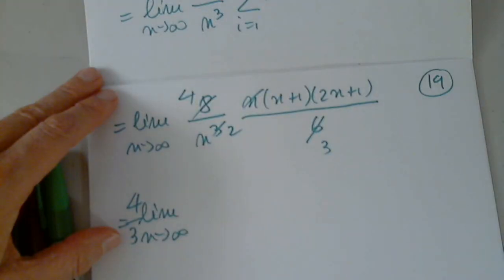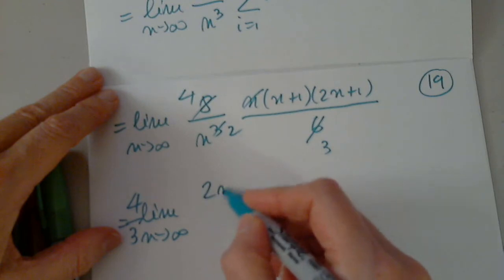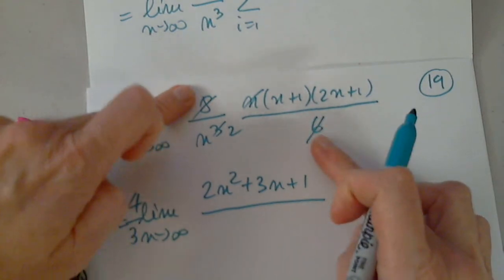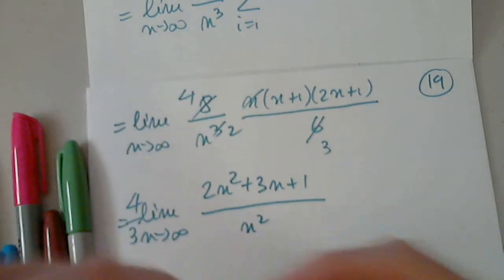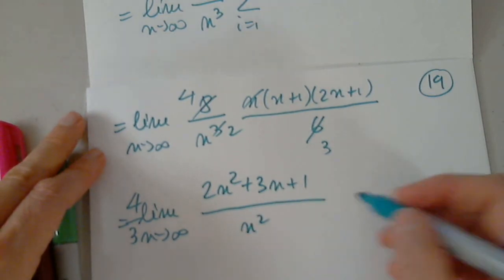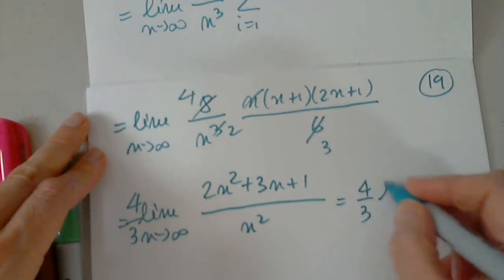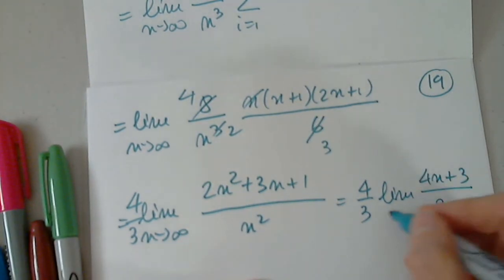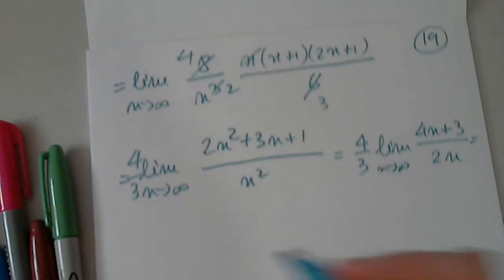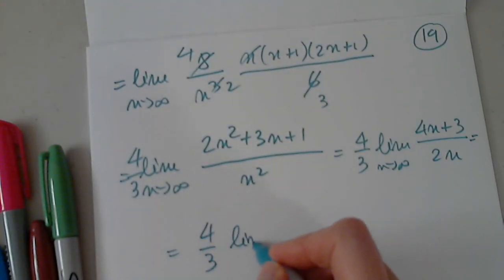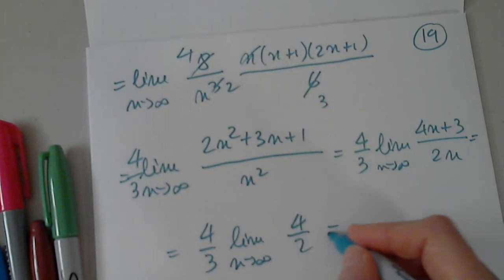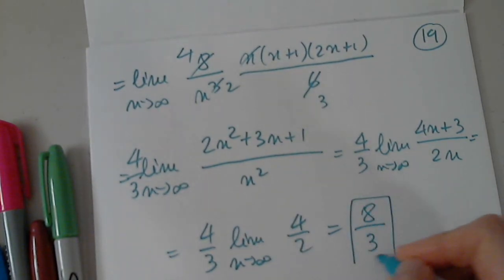This is, again, 2n squared plus 3n plus 1. So 4/3 is outside, and then we have n squared. When we apply L'Hopital's rule, we already know the answer here will be 2, but let's say we don't know. So this is the limit of 4n plus 3 over 2n. So 4/3 times the limit, differentiate again because it's infinity over infinity, 4 divided by 2. When n approaches infinity, we know that this is 2. So the exact answer is 8/3.